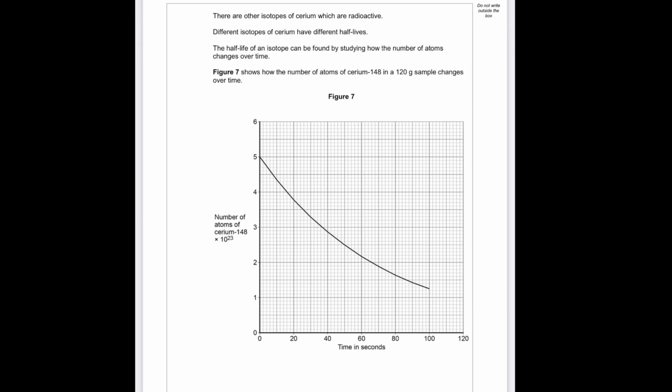There are a number of isotopes of cerium which are radioactive. Different isotopes of cerium have different half-lives. The half-life of an isotope can be found by studying how the number of atoms change over time. So figure 7 shows how the number of atoms of cerium-148 in a 120 gram sample changes over time. So if we look here, we've got our number of atoms to start with, half of the number of atoms here would be 2.5 times 10 to the power of 23, because that's half of 5 times 10 to the power of 23. And if we take that across and take that down, we can see that the half-life is 50 seconds.